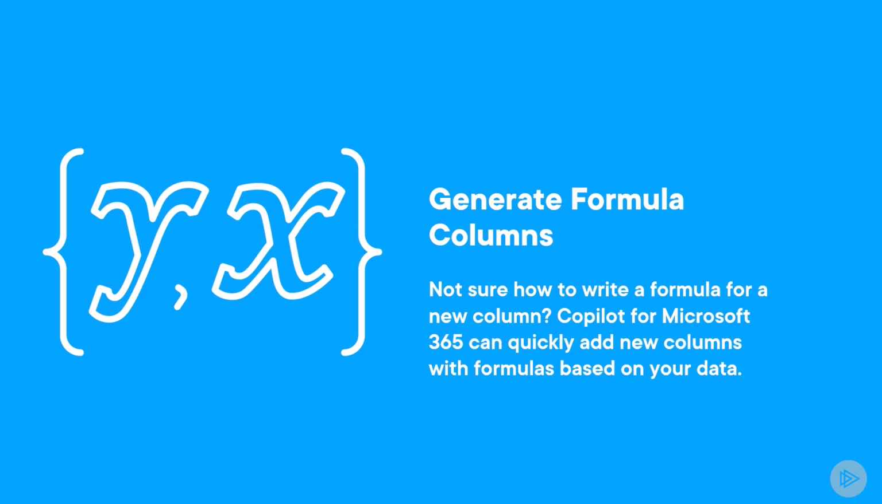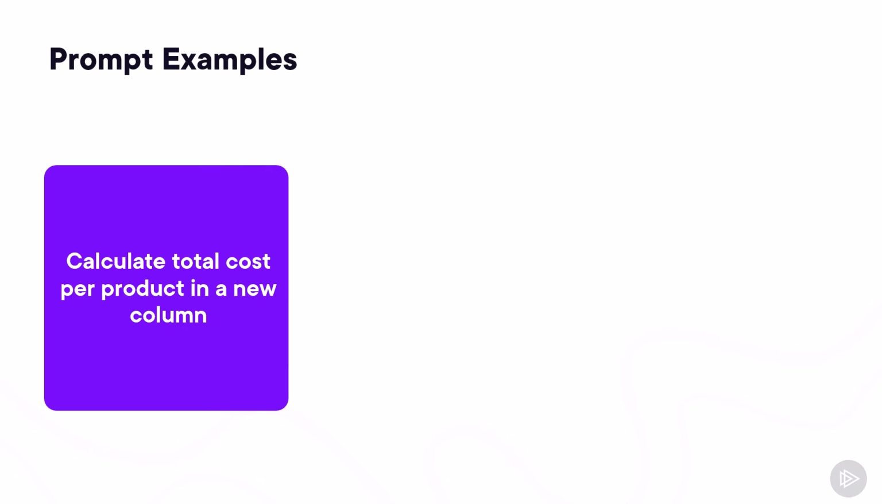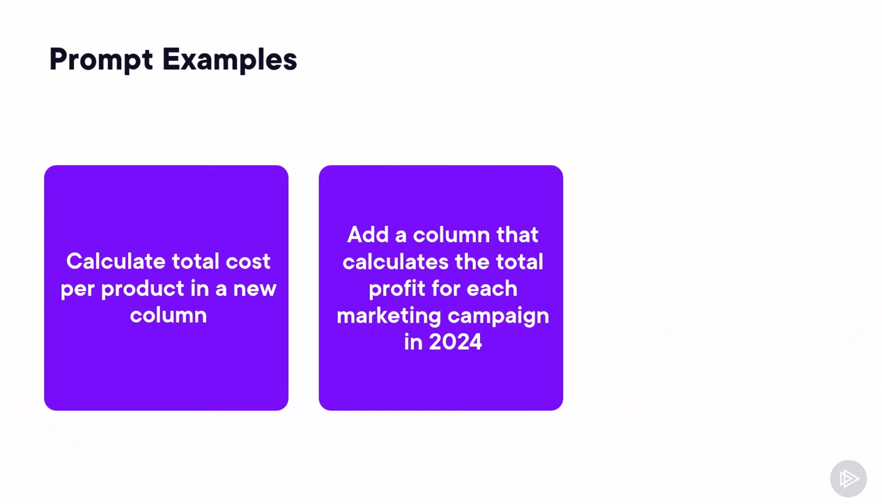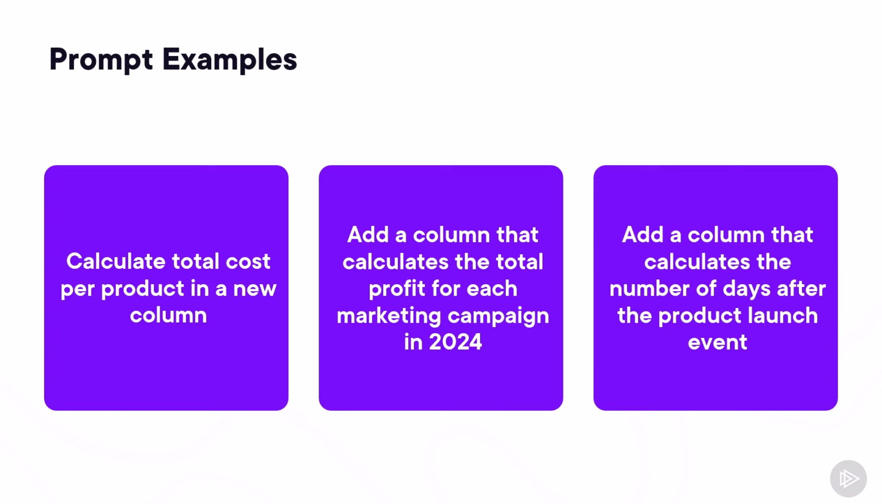Next task that we can use Copilot on is working with formulas. This is one of my favorites, as I always have trouble creating Excel formulas, so I'm glad Copilot can help. We can ask Copilot to, for example, calculate total cost per product in a new column. Another example is to ask Copilot to add a column that calculates the total profit for each marketing campaign in 2024. We can also work with dates and ask it to add a column that calculates the number of days after the product launch event.